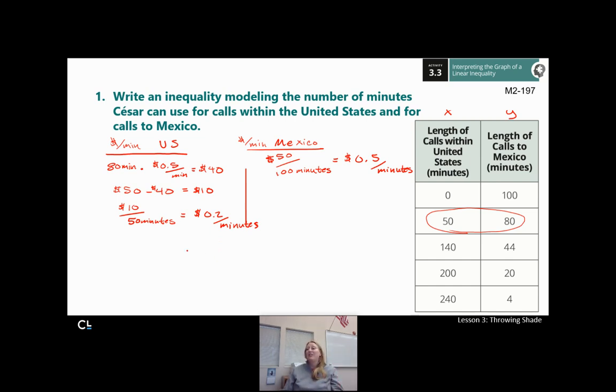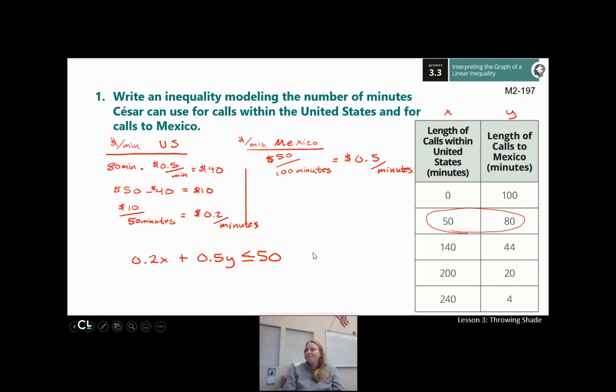So anyway, this means I can finish it off. We said that the minutes for the US were X, the minutes for Mexico were Y. So that means I can do 0.2x plus 0.5y, because that was the call for Mexico. And he's only got $50 to spend. So he can spend up to $50, but he can't go over $50 because there's only $50 on the card. He could use it for less than $50, or he could use the whole thing up right up to $50. So we'll say it's less than or equal to 50.